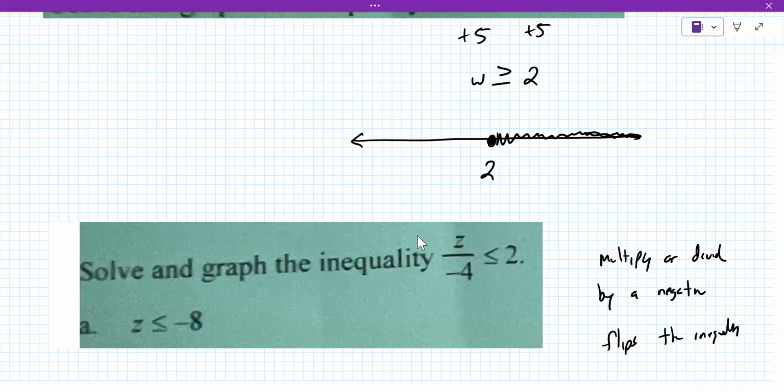So if you multiply both sides by -4. And that's what I mean by multiplying by a negative. It doesn't matter if that initial number is negative, it's if you're multiplying by a negative. And then it flips it. Yes. So z is greater than or equal to -8.